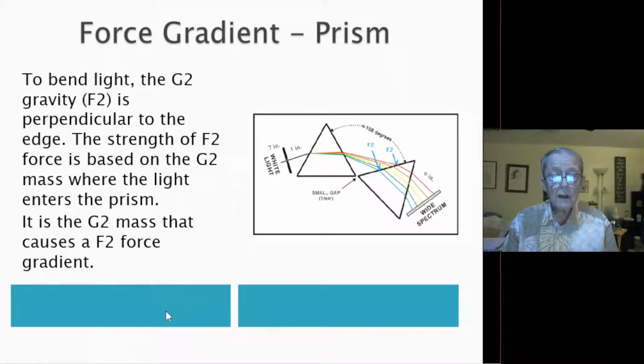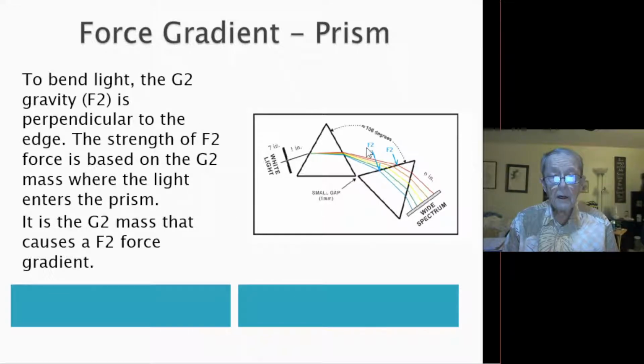So let's take a look at one of the things I maybe should have thought through, which is the force gradient. Here's the force gradient for a prism. To bend light, the G2 gravity, that is F2, is perpendicular to the edge. And you can see over here it's kind of small. There's an F2 force, which is the net G2 gravity on the edge, perpendicular to the edge. The strength of the F2 force is based on the G2 mass where the light enters the prism.